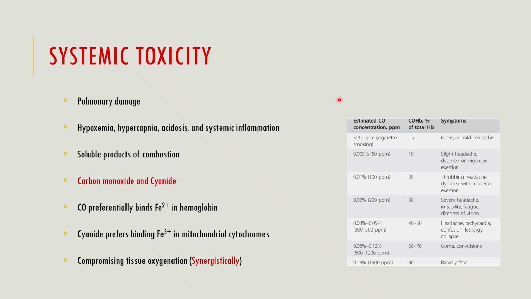In addition to chemical injury, the pulmonary damage has systemic pathophysiology also in burns because there is hypoxemia, hypercapnia, acidosis, and systemic inflammation because of release of various inflammatory mediators. In addition, there are soluble products of combustion, namely carbon monoxide and cyanide, and together they can cause a life-threatening situation, as carbon monoxide preferentially binds to ferrous in hemoglobin, and cyanide preferentially binds to ferric in mitochondrial cytochromes. Together, they will act synergistically and compromise the tissue oxygenation.